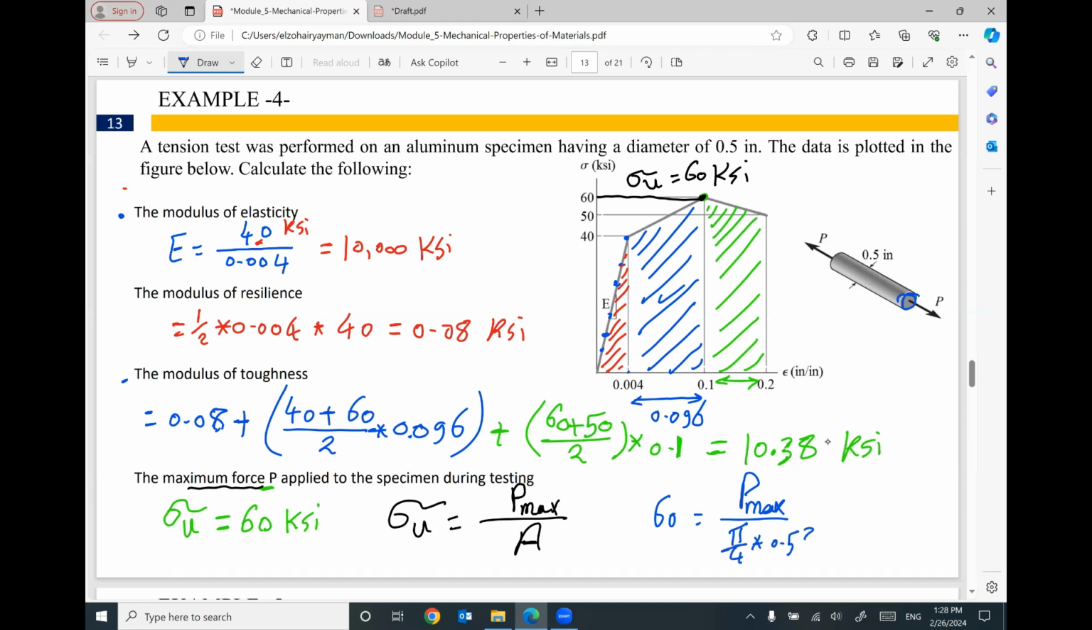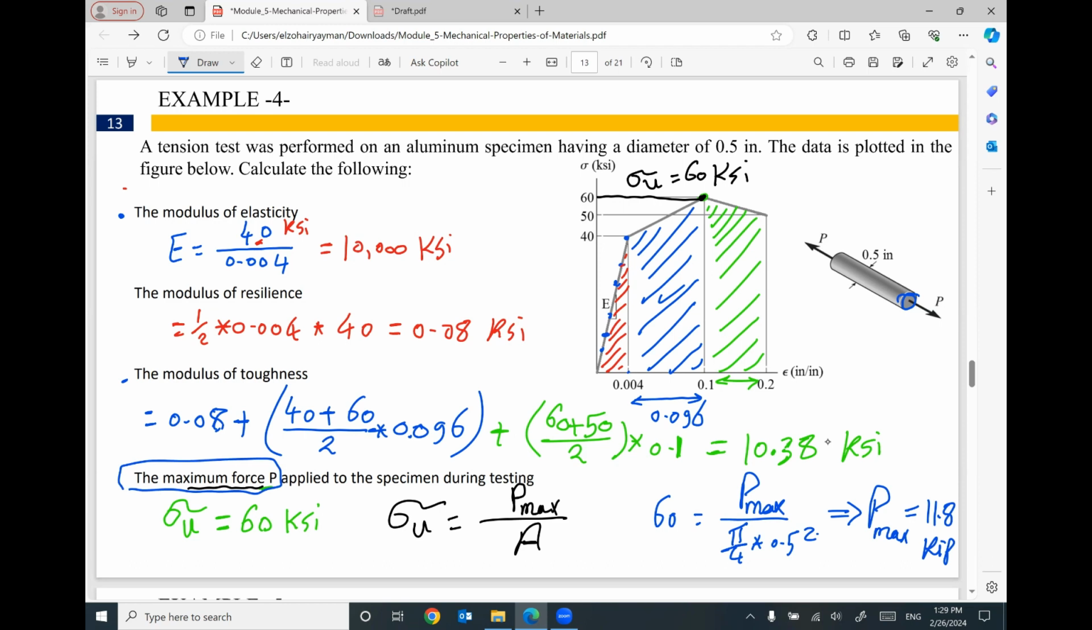From this equation, the only unknown is the maximum force. It will be pi divided by 4 times 0.5 squared times 60. So it will be 11.8 kip. This will be the maximum force applied to the specimen during the loading.